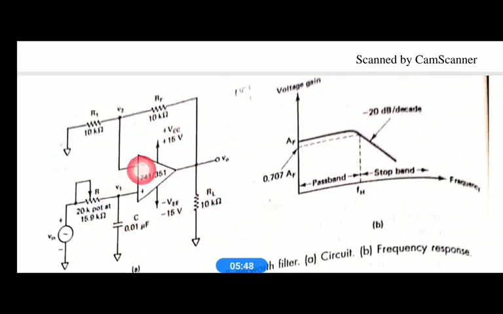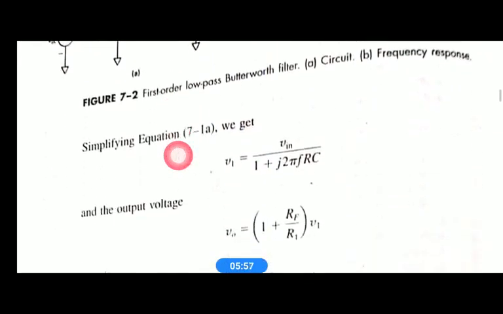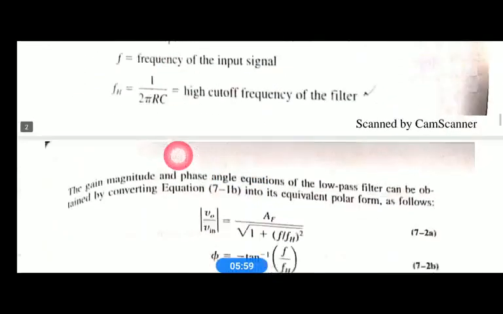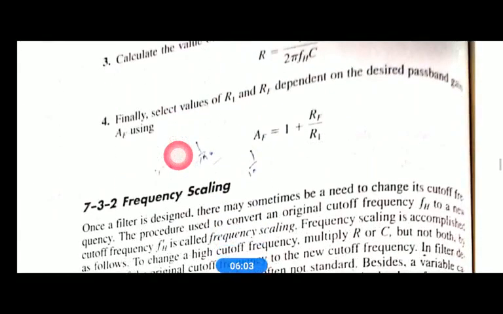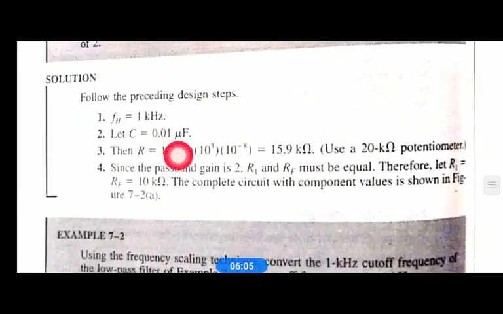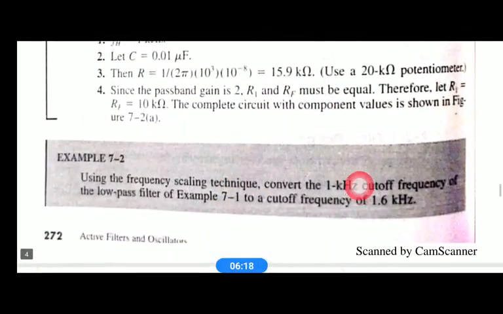So after designing the circuit, you need to draw this circuit. While solving the problem, you draw the circuit shown above. After this, you draw the circuit here, and then you write the values of R1, RF, R, and C, which you got from this problem.